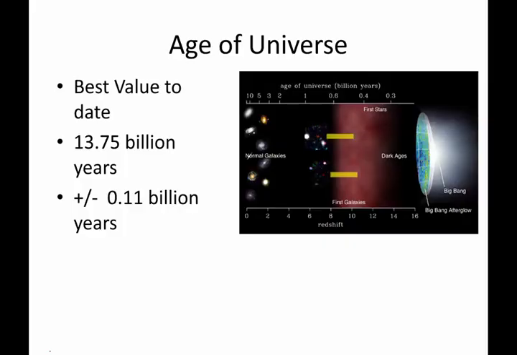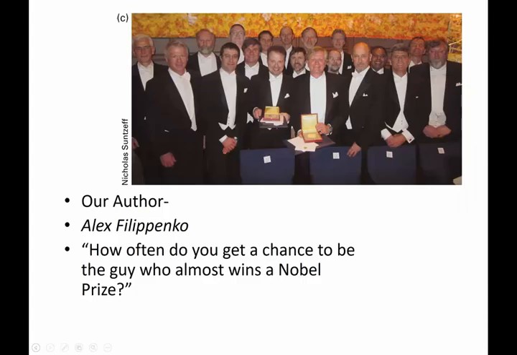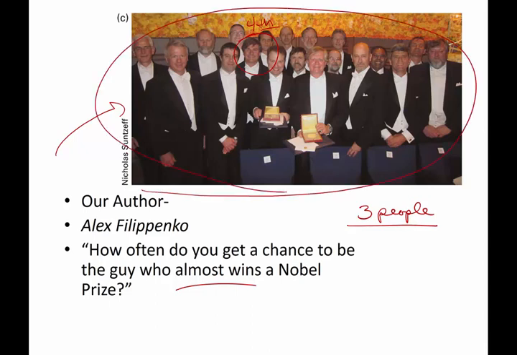Now, that being said, one of our authors, Alex Filippenko, when I've heard Alex speak, they only give Nobel Prizes to three people. That's the maximum number of people that can be awarded a Nobel Prize. And Alex was sort of the fourth one in line. And I remember him saying, how often do you get a chance to be the guy who almost wins a Nobel Prize? But this is a picture of many of the important scientists who were part of that team at the Nobel ceremony in Sweden.